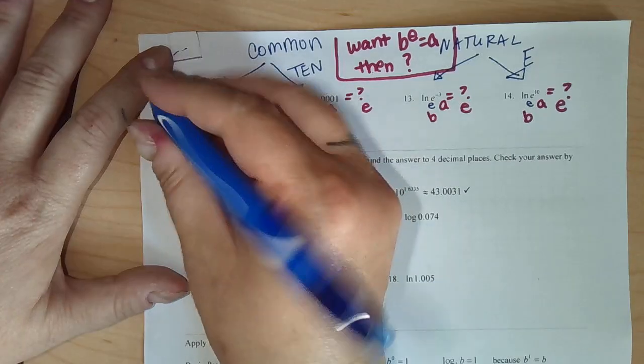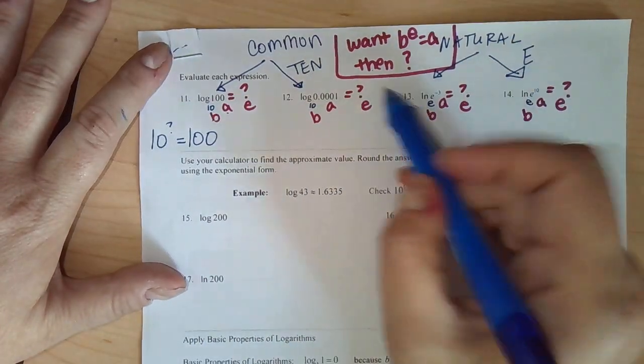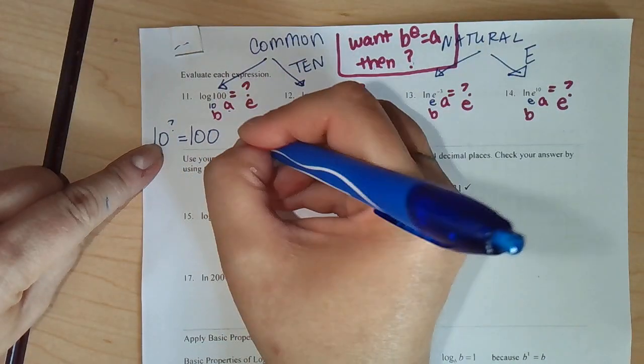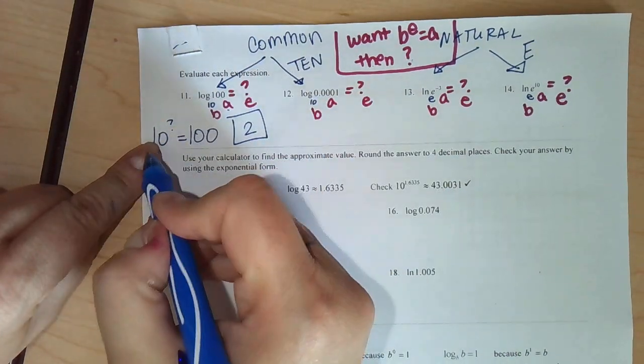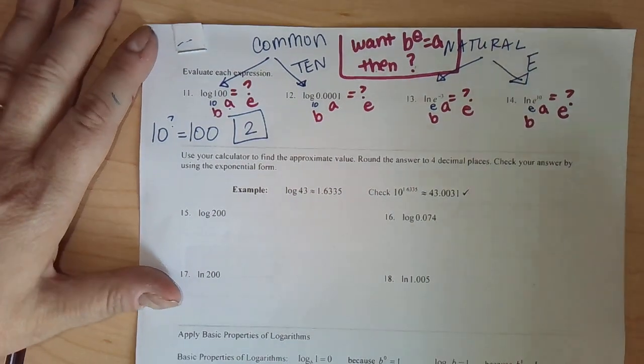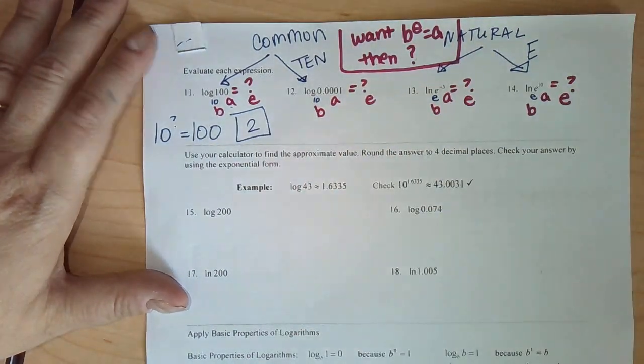A. 100. Oh, and then you figure out the question mark. Well, what do you think the question mark is? 2, correct, because 10 to the 2 gives you 100. All right, let's try it again. Let's go to this second one.